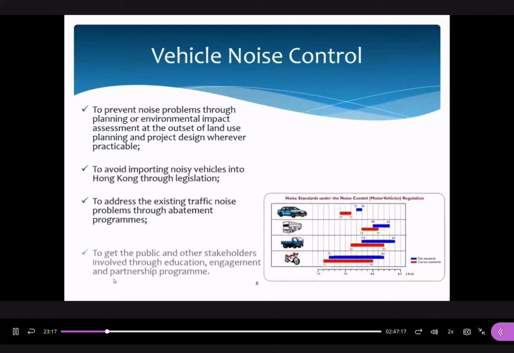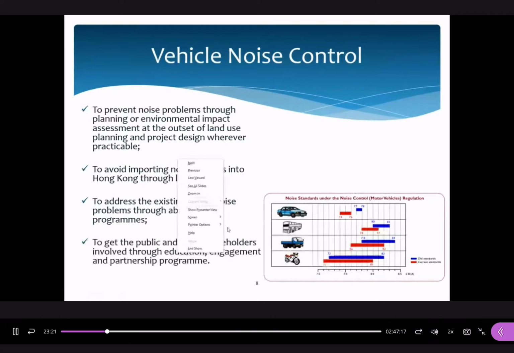Okay, in terms of vehicle noise control, we may consider the import of low-noise vehicles. We have more stringent requirements. When you refer to this figure, you can see that the red one refers to the current standard, and the blue one refers to the old standards. When we import motor vehicles, we need to follow the current standards. We always encourage the use of electric cars, because electric cars don't have many engines, so you can reduce the engine noise effects. But we cannot reduce the rolling noise effects, because the rolling noise is mainly from the interaction between the tyres and road surfaces.